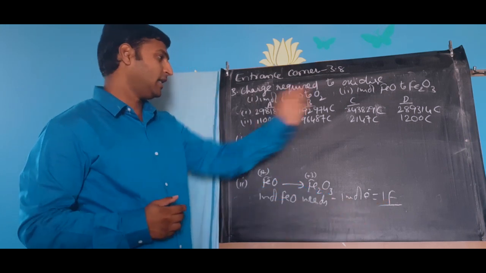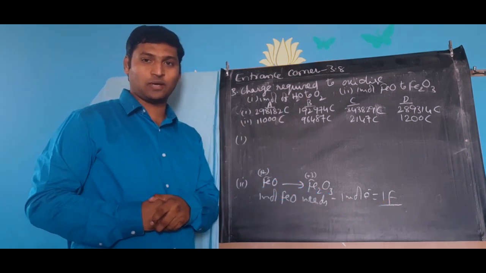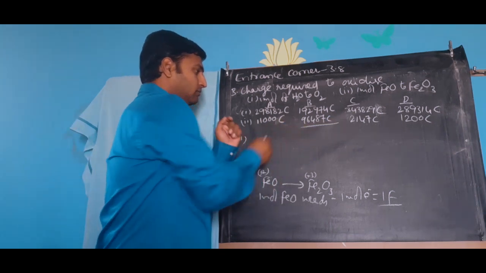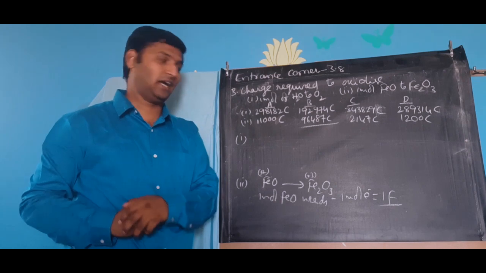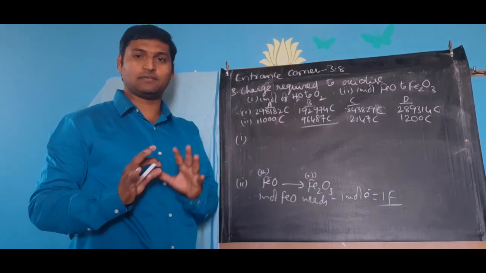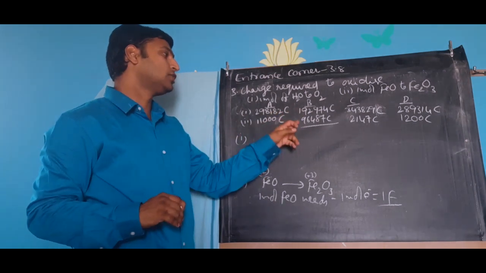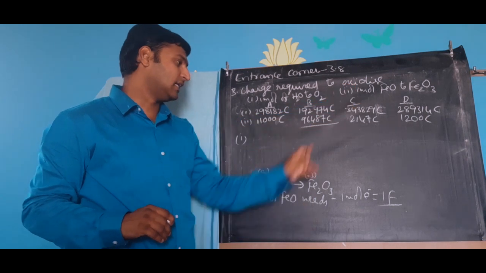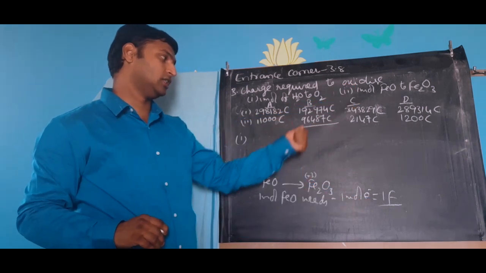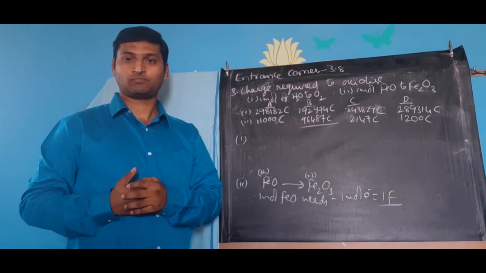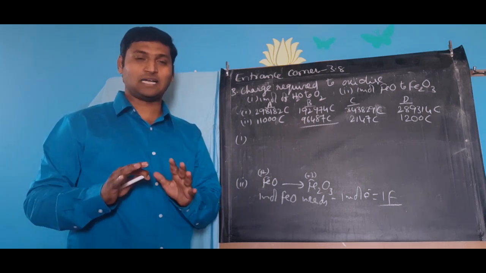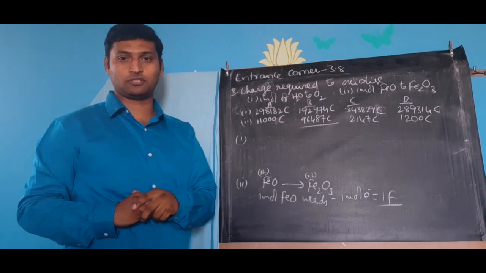Now, how many options do you have with an answer close to 1 Faraday? I told you last time, 96,500 is a rounded off value of Faraday. So 96,487 is the Faraday. So 1 mole ferrous oxide requires 1 Faraday for oxidation, and that is there in option 2. That should have been your answer. Okay. Now we got the answer. However, we'll solve the first question also.